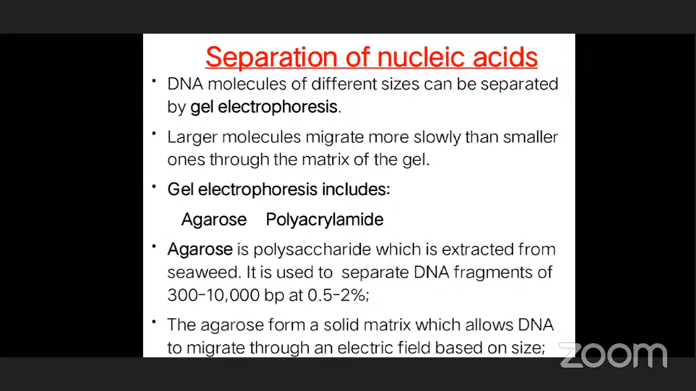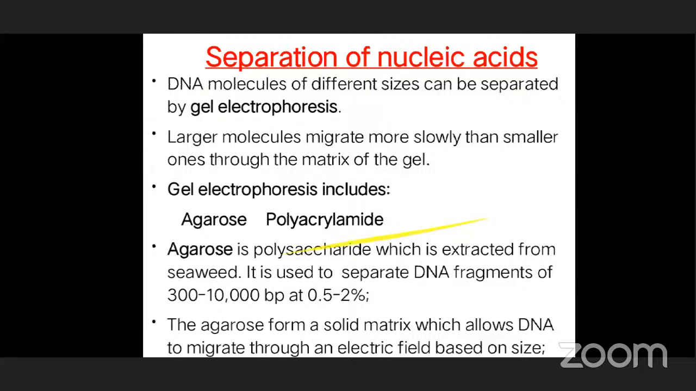It is used to separate DNA fragments of 300 to 10,000 base pairs at 0.5 to 2%. Here, this range of base pairs is separated by the agarose technique. The agarose forms a solid matrix which allows DNA to migrate in an electric field based on size. Large molecule migration is slower and smaller molecule migration is faster.